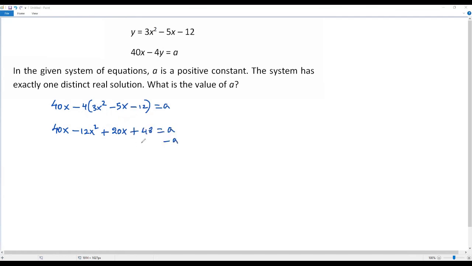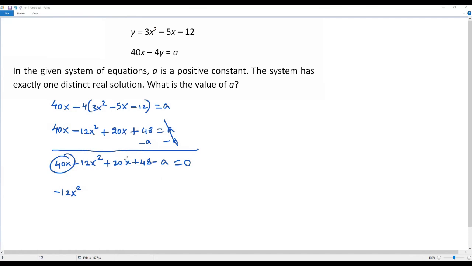Okay, now let me subtract a from both sides of the equation. Then the positive a and negative a will cancel out. Then I'm getting 40x minus 12x squared plus 20x plus 48 minus a equals 0. Now let me write the x squared term first. Then I'm getting negative 12x squared. Now we can combine the like terms, positive 40x and positive 20x, and I'm getting positive 60x. Then we can write the constant, that is positive 48, then minus a equals 0.